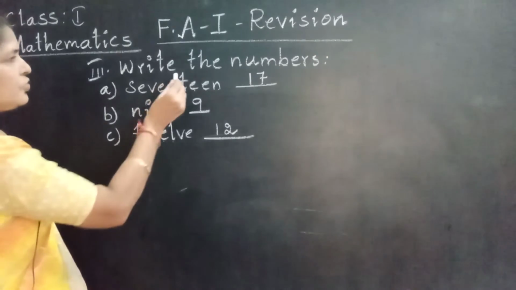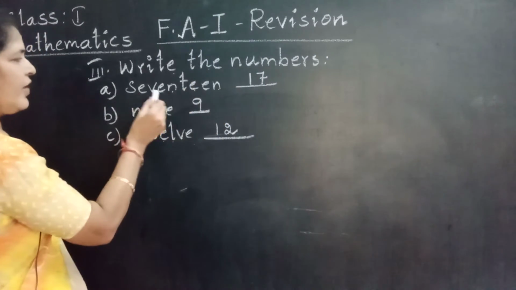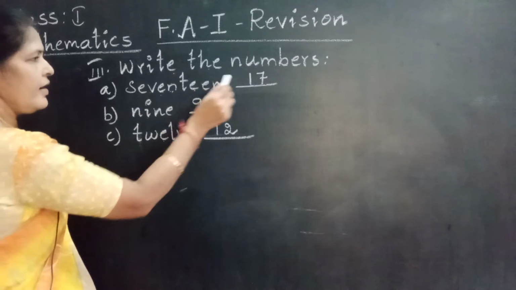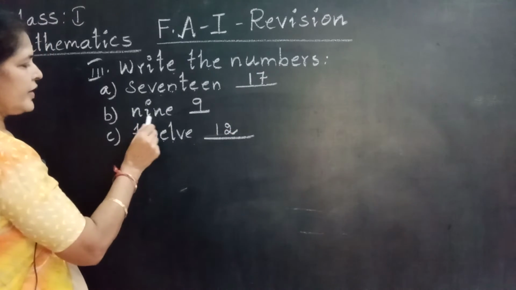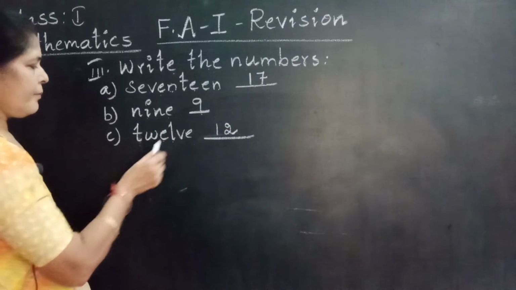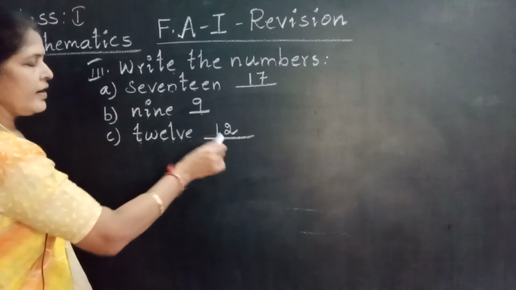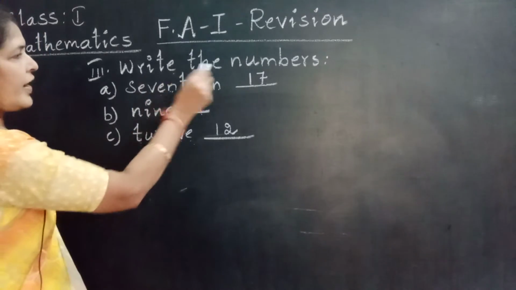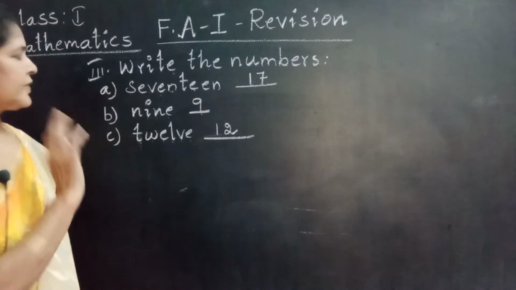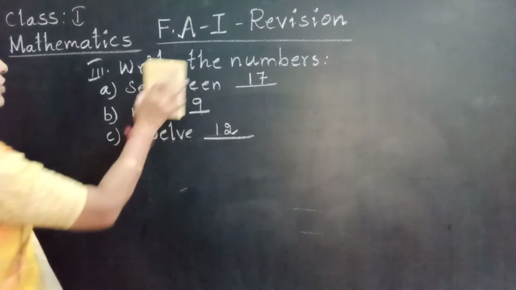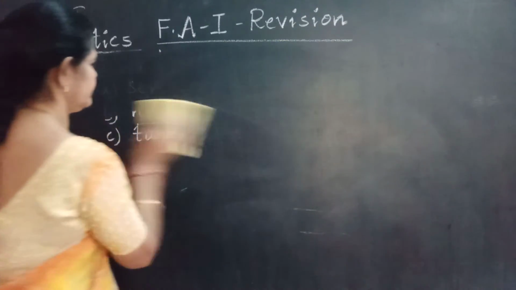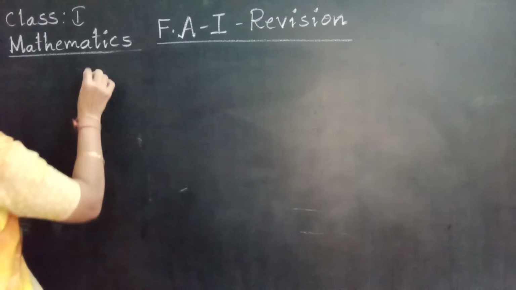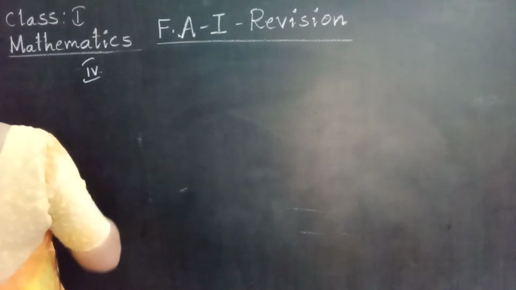This is going to write the numbers. Here given spelling, number name. You read the spelling and write the number. This is going to, yes, write the numbers. Third Roman. Understood? Goes to fourth Roman. Fourth Roman.